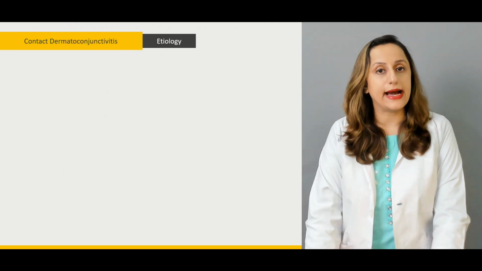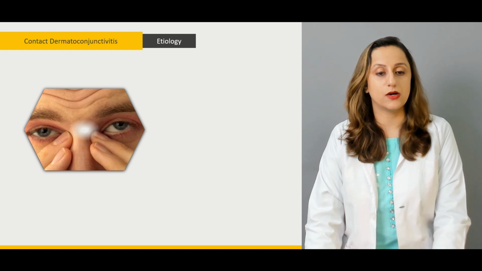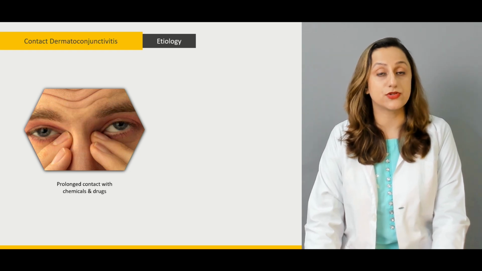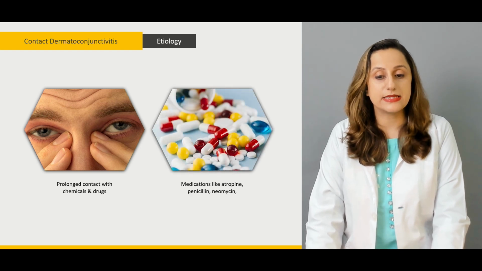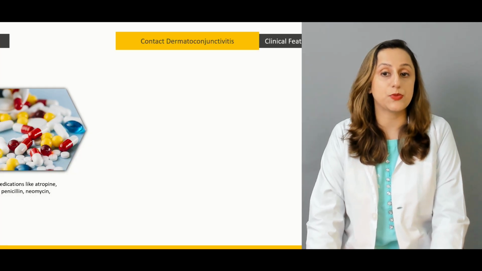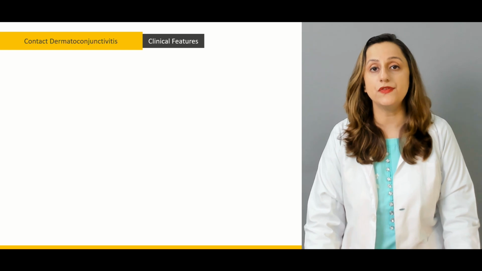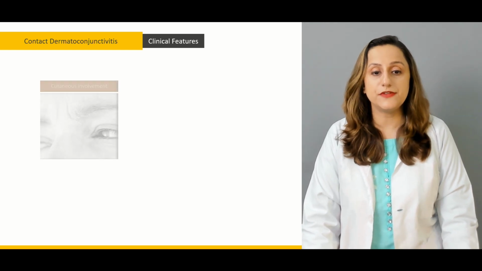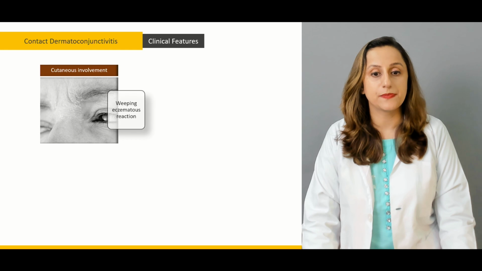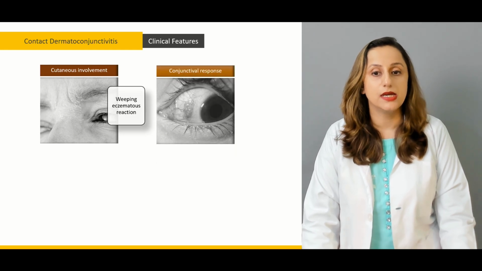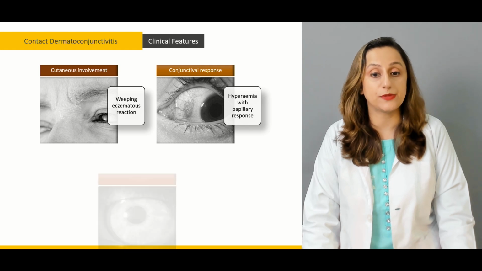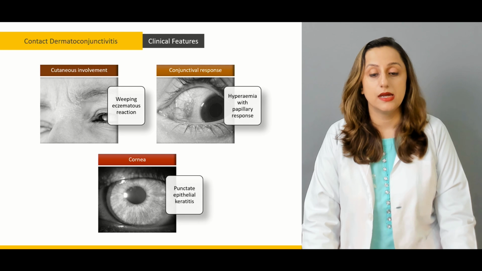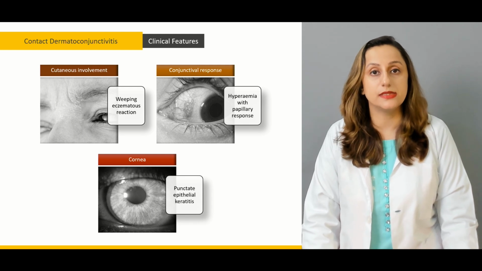Finally, we have the contact dermatoconjunctivitis. What is basically happening here is that there is a prolonged contact with chemicals and drugs, and it can be medications like atropine, penicillin, and neomycin that are responsible for the production of this kind of conjunctivitis. The clinical features would include cutaneous involvement, a weeping or eczematous reaction, and a conjunctival response marked by hyperemia with papillary response, and the cornea has a punctate epithelial keratitis.